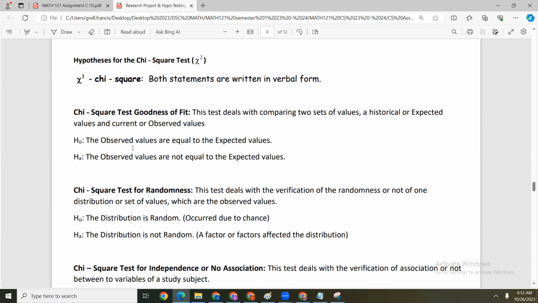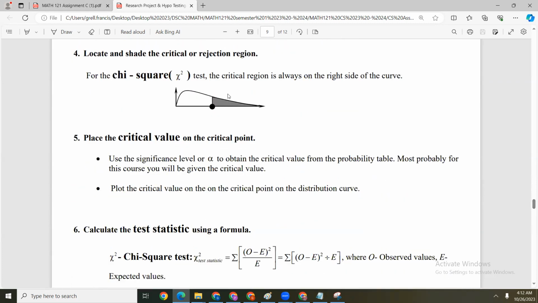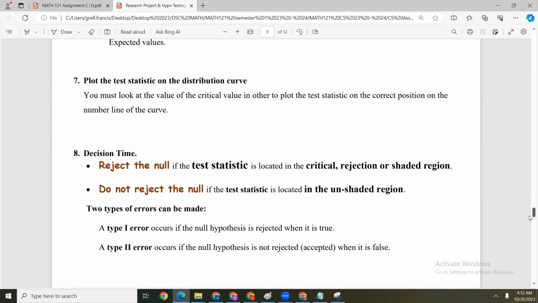You need a rule because you need a third person to use a particular rule to determine who wins. Okay, now the rule is that you have to sketch a distribution curve, which is a right tail curve for the chi-square, skewed to the right. You need to shade a critical region, which is on the right, and to place a critical value on the critical point. So this is the rule that the third person, which is the test statistic, will use. So the test statistic is like the referee, the test statistic is like the judge that is going to use that rule to decide whether or not to nullify the null.